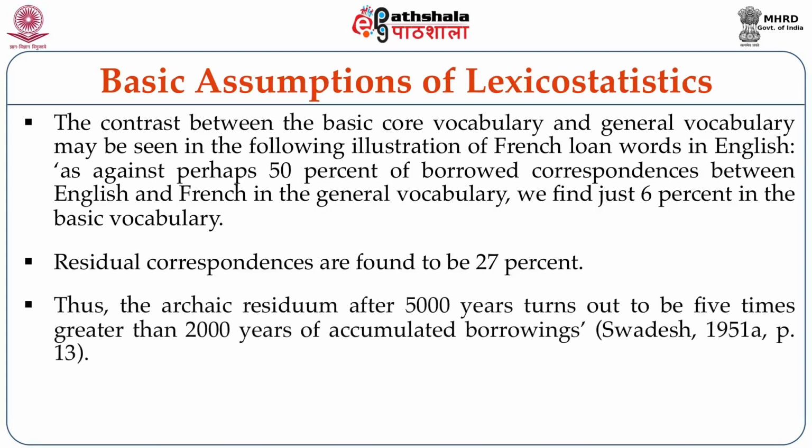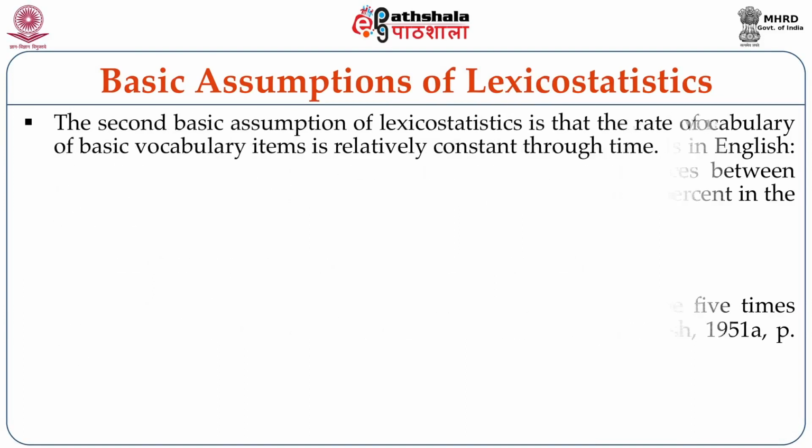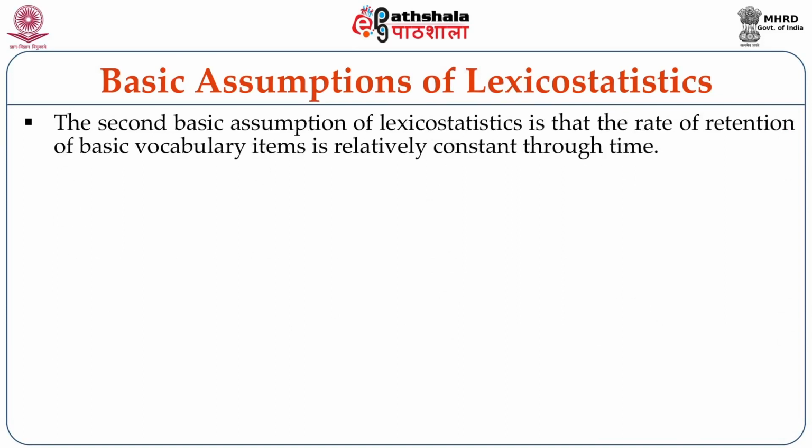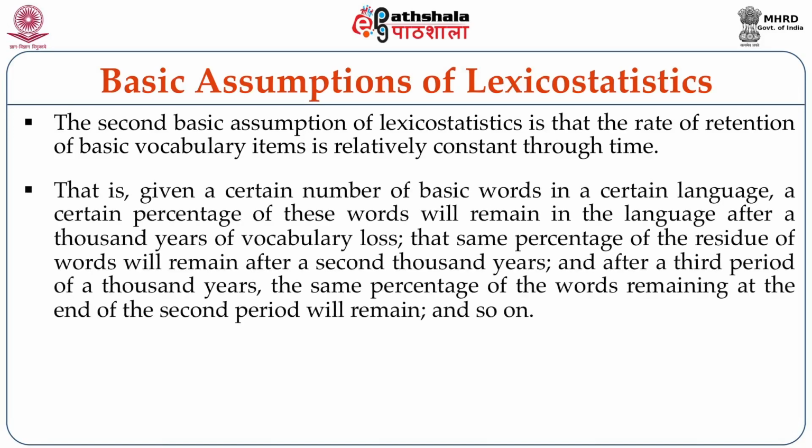Thus, the archaic residuum after 5,000 years turns out to be 5 times greater than 2,000 years of accumulated borrowings. The second basic assumption of lexicostatistics is that the rate of retention of basic vocabulary items is relatively constant through time. That is, given a certain number of basic words in a certain language, a certain percentage of these words will remain in the language after 1,000 years of vocabulary loss.